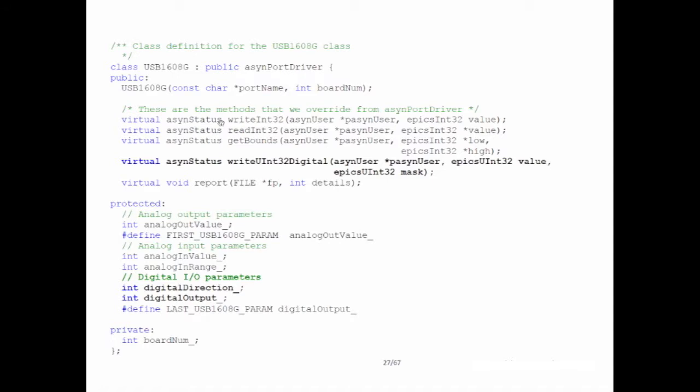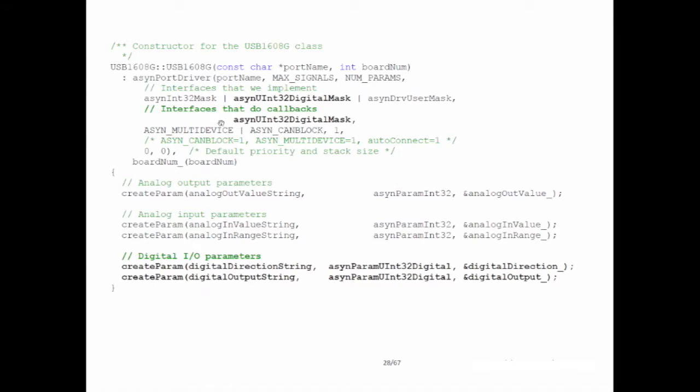And we define the digital I/O parameters here. We just add more parameters to our list and redefine what the last parameter is. This should be boldface too. I changed that. Now we need to add another interface into our 2 masks here. So the uint32 digital mask gets added into the interfaces we implement, and it is now the only interface so far that's doing callbacks.